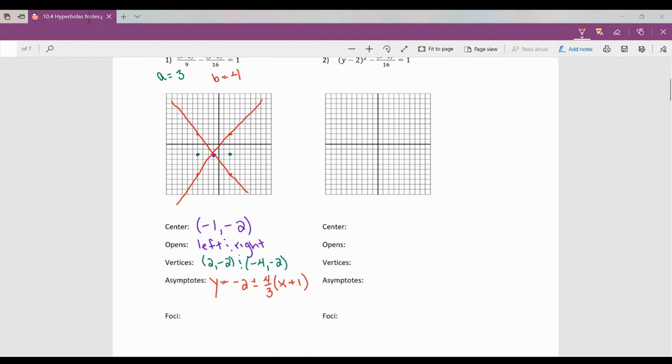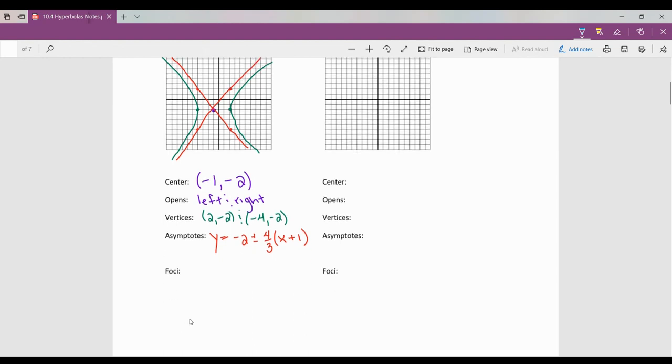Okay? So now I can draw in the hyperbola, because it's going to open left and right. We get closer to that asymptote, but we never touch it. So it's going to open to the left and to the right, getting closer to that asymptote but never touching it. And then I now need to do my foci, which is the last part.